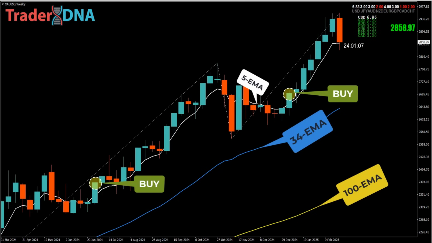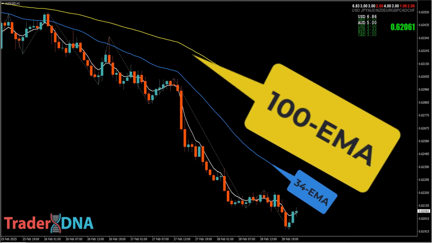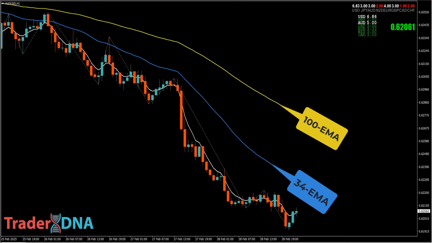Now, let's flip the script and look at the opposite scenario. Take a look at this chart. The 34 period EMA is clearly below the 100 period EMA, and both lines are pointing downward. What does that tell us? We're in a downtrend. The market is bearish.